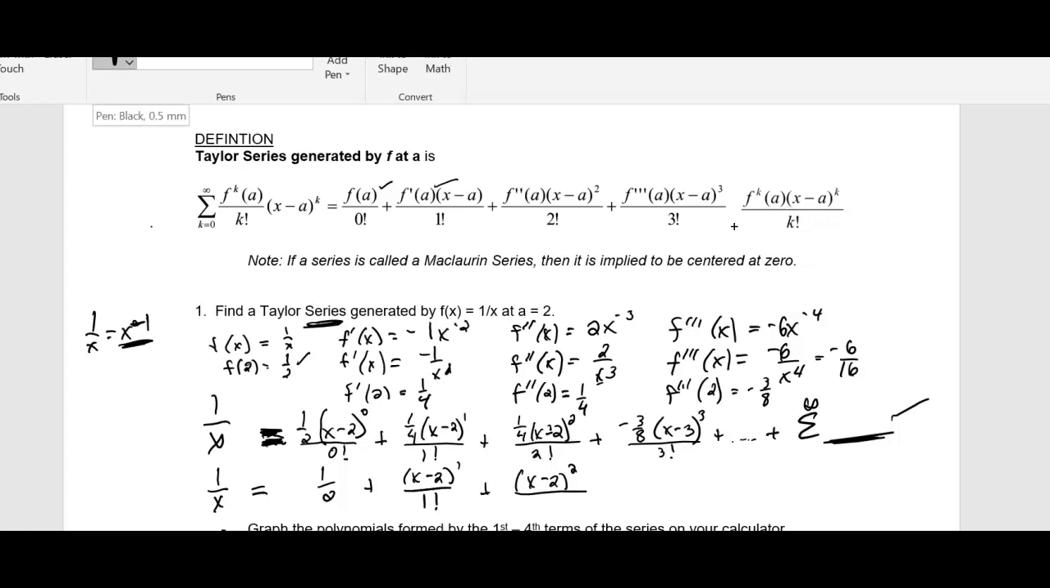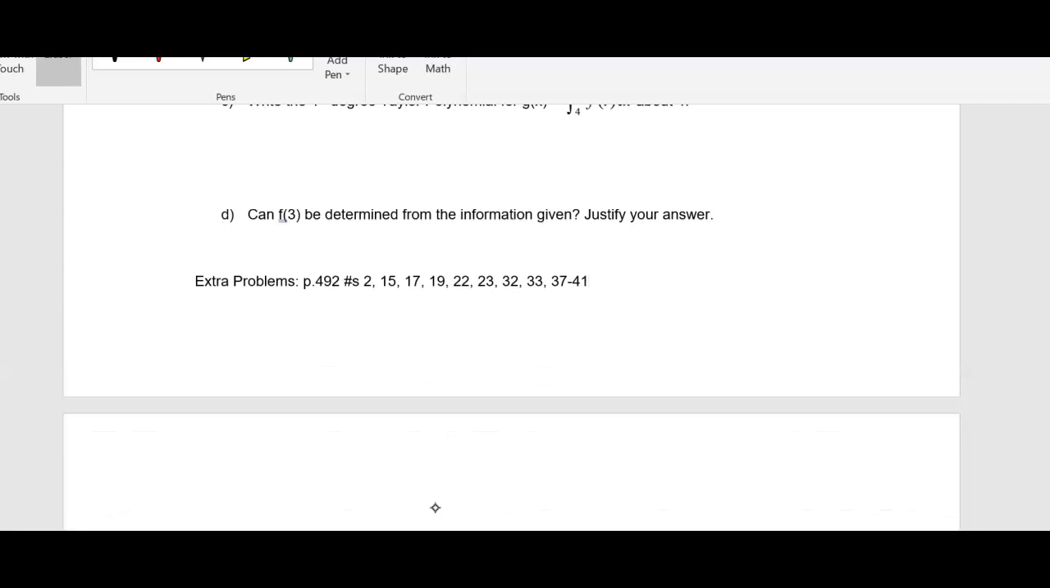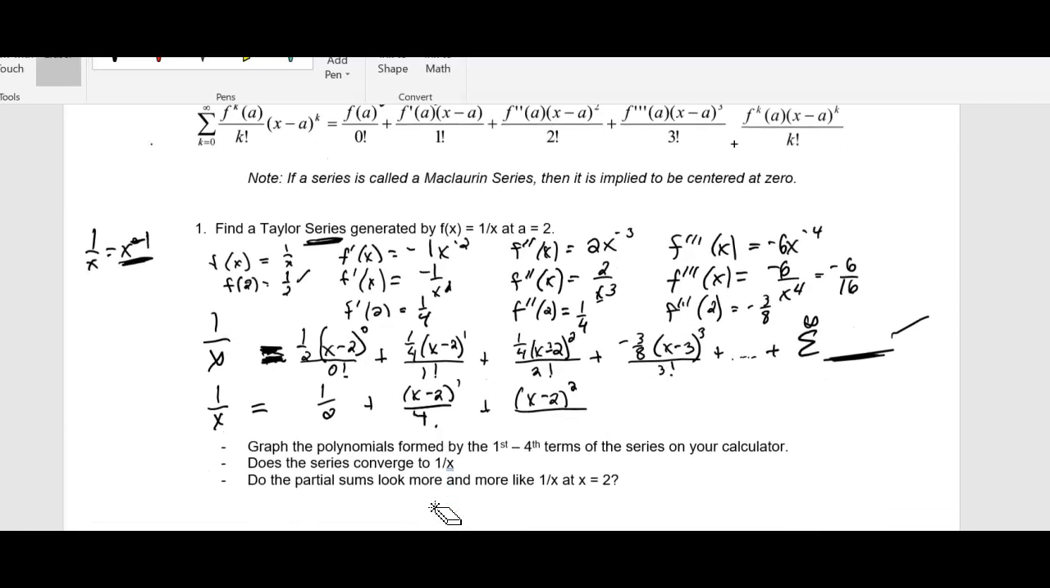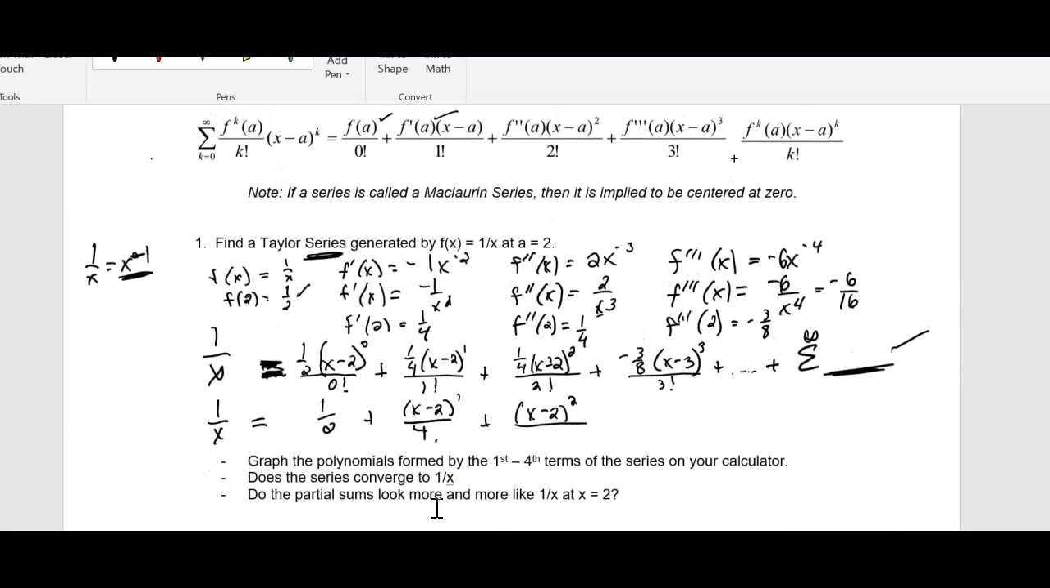Hold on. Let's go back to the previous term here. Hopefully you caught that. This should be a 1/4. If we go to this next term, 1/4, 2 factorial. If we divided 1/4 by 2 factorial, that would give us 1/8. So that's an 8.